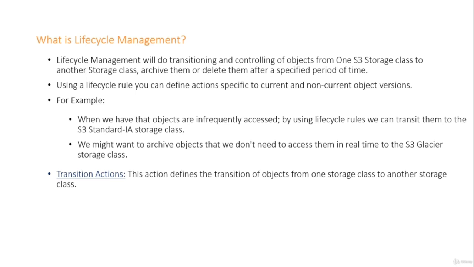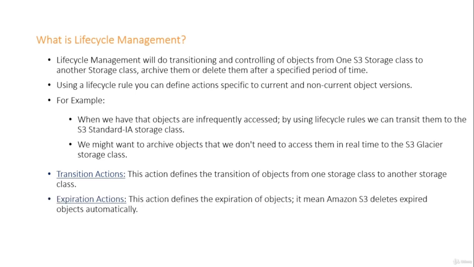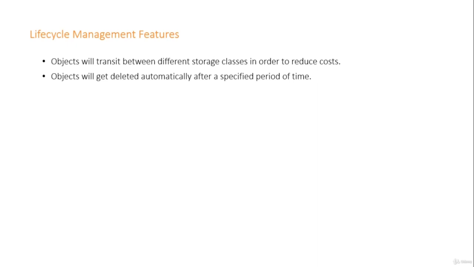And second is the expiration action. This action defines the expiration of objects. This means Amazon S3 deletes expired objects automatically. In terms of features, it will switch objects between different storage classes in order to reduce cost. It can automatically expire objects after a specified period of time.